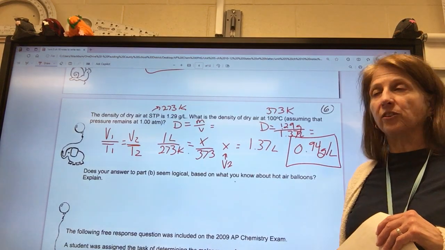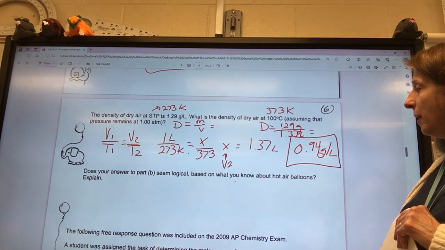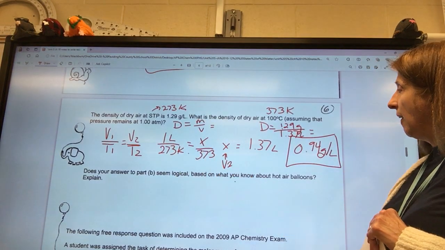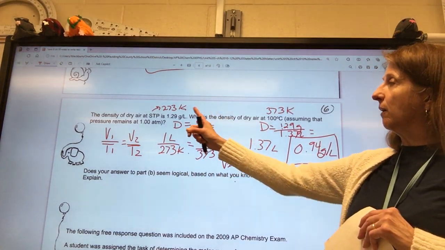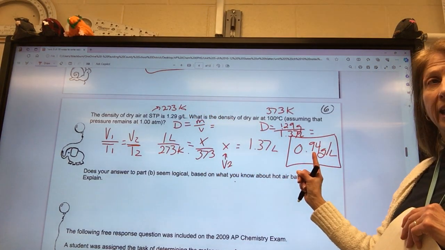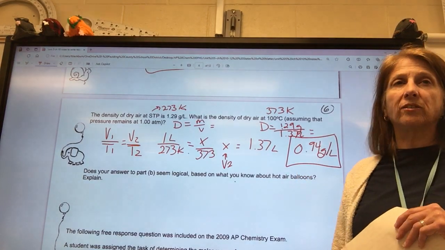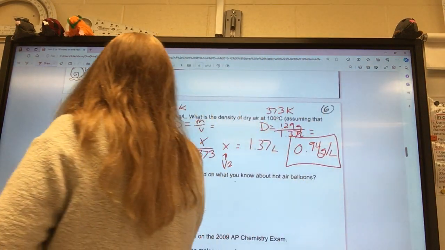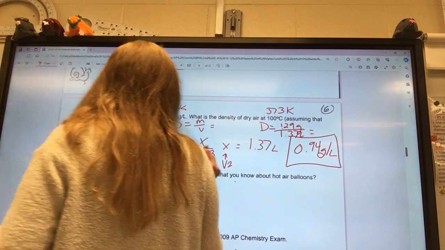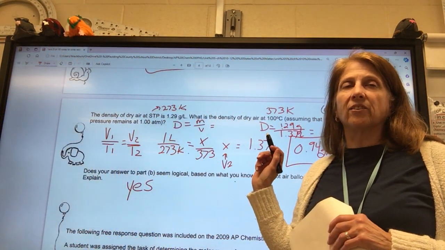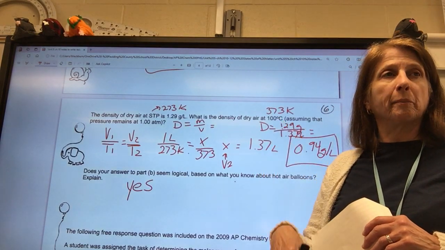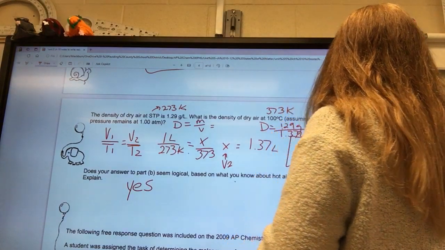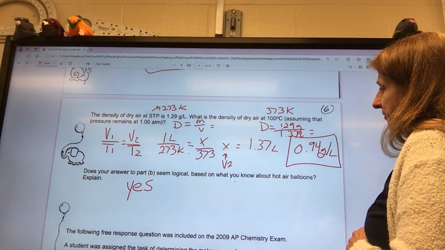Does this seem logical based on what you know about hot air balloons? Okay, so it got hotter, and did the density go up or down? Down. Is that logical based on what we know about hot air balloons? Yes. Because it is less dense when it got hotter, and less dense things do what? They float, right? They rise. So yes, it is logical. When heated up, it got less dense.